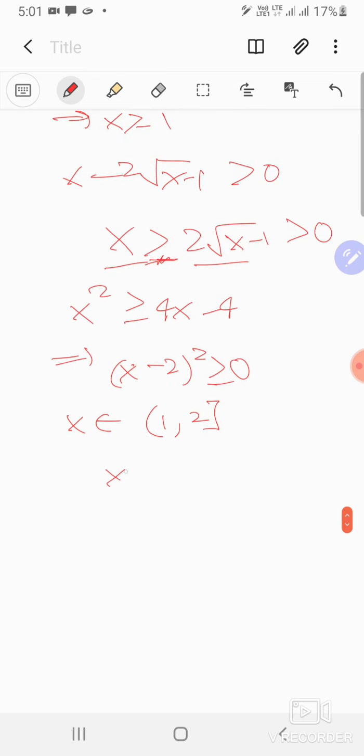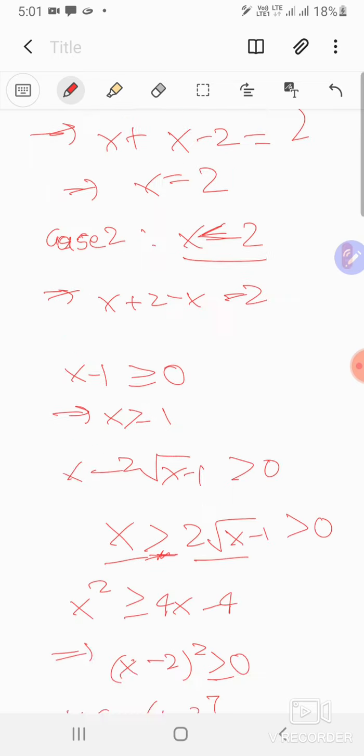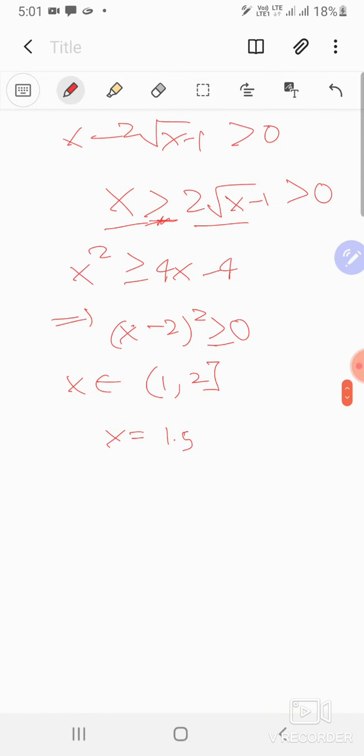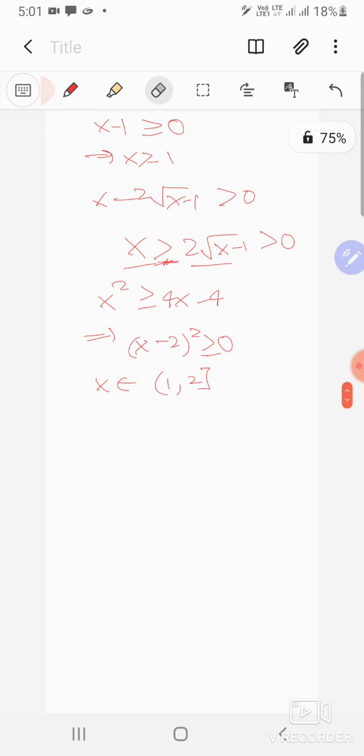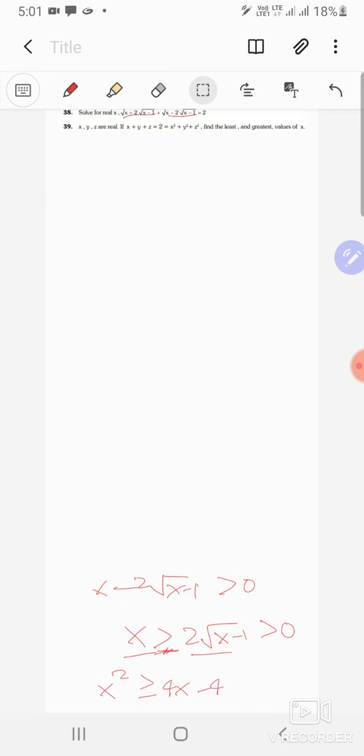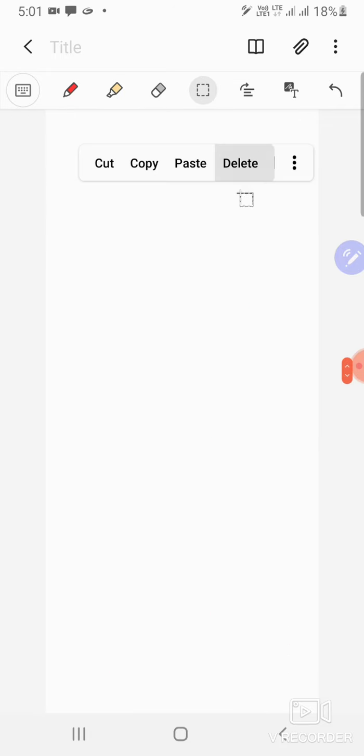Let's check for x equals 1.5 maybe. So what will, maybe let's just not check for 1.5. That's not a nice number. So that's how you solve this question. Let's move on to the next question. So just erase all this.